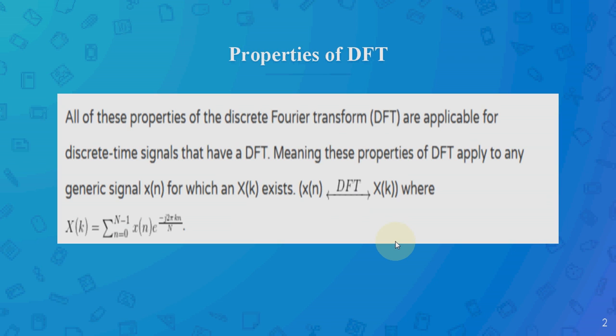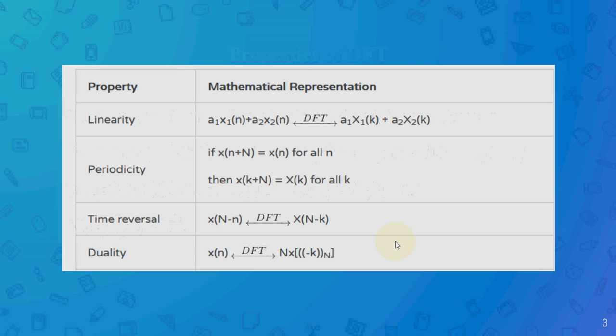That is, if you take x of n and transform it into the DFT, you will get x of k, which is equal to summation n is equal to 0 to N minus 1 x of n into e raised to minus j 2 pi k n by N. So the first property is the linearity property: a1 x1 of n plus a2 x2 of n. If you take the DFT of this signal, you get a1 X1 of k plus a2 X2 of k. That is, if two periodic input signals x1 of n and x2 of n are available, with multiplying coefficients a1 and a2, the output will be a1 X1 of k plus a2 X2 of k.